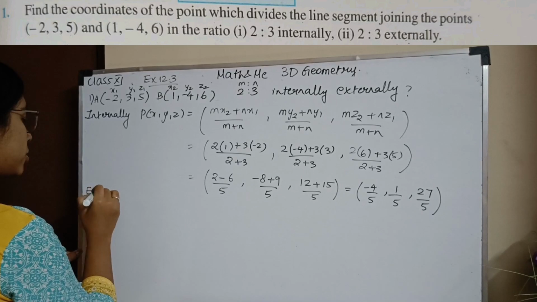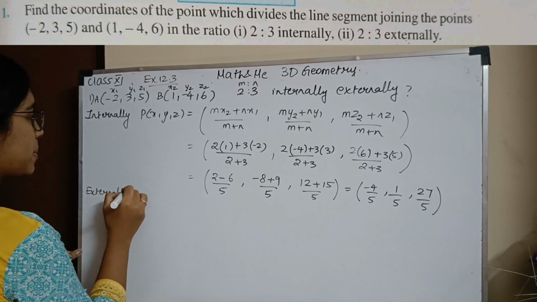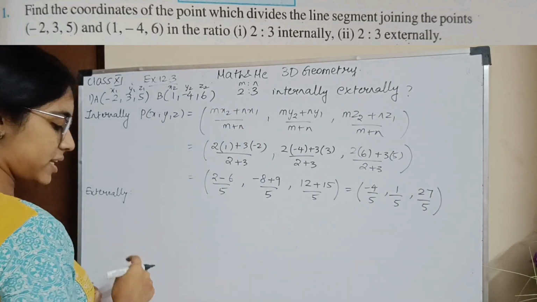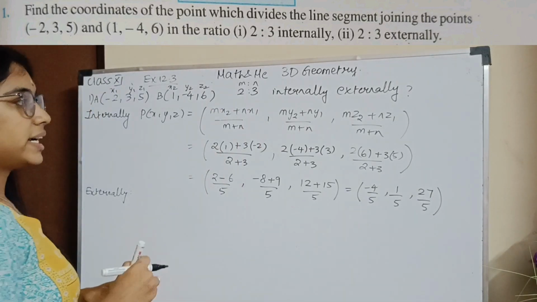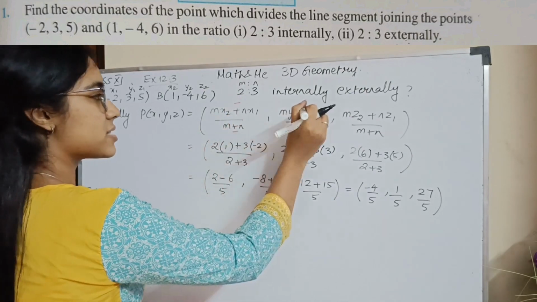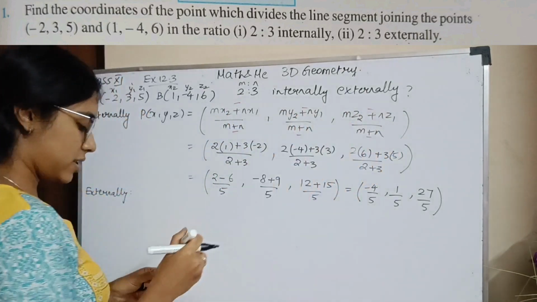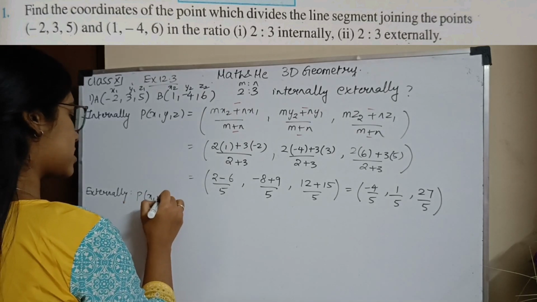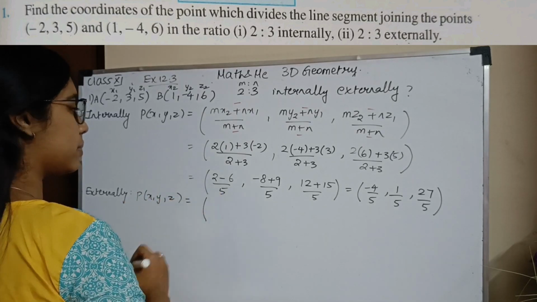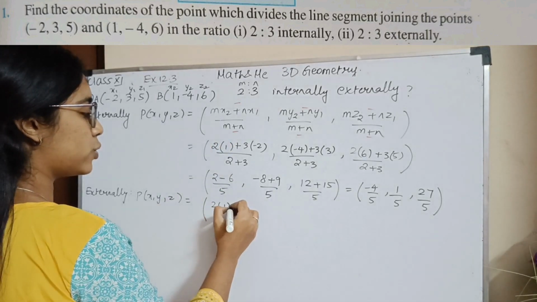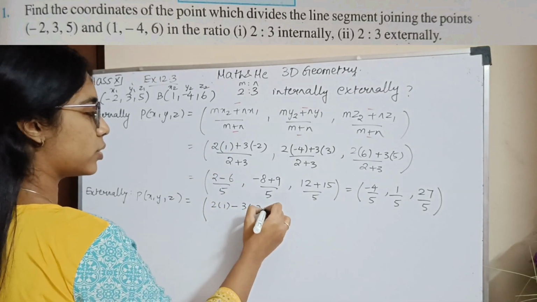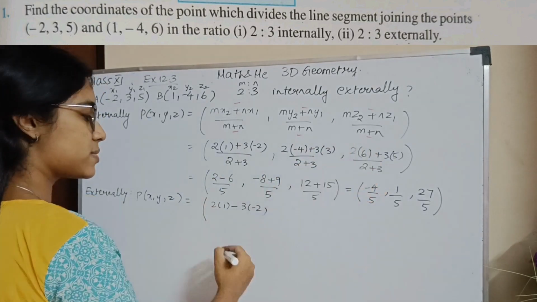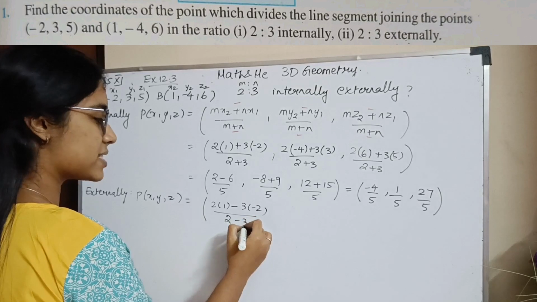Externally, what is the formula? For externally, my formula would be (mx2 minus nx1) divided by (m minus n). So wherever I have a plus, it will become a minus. So minus, minus, minus, minus, minus, minus in the formula for externally. So P of x, y, z coordinates will be mx2, which is 2 into 1, minus nx1. Okay, so in that I'm just going to change my signs. Wherever I have a plus, I'm going to change it as minus. So divided by 2 minus 3.